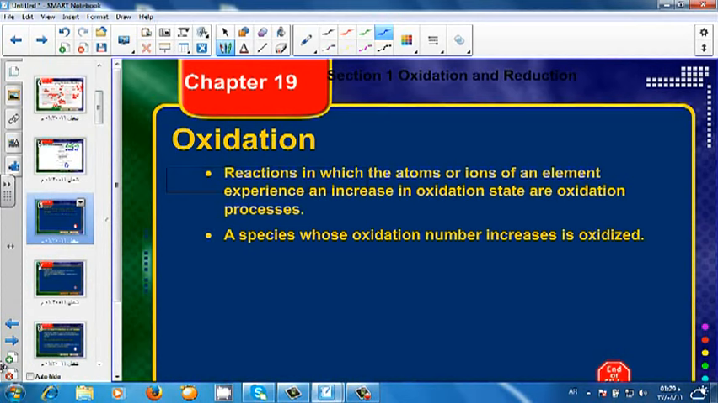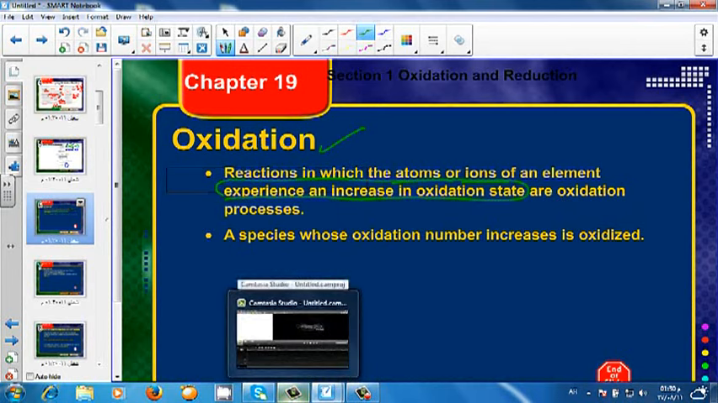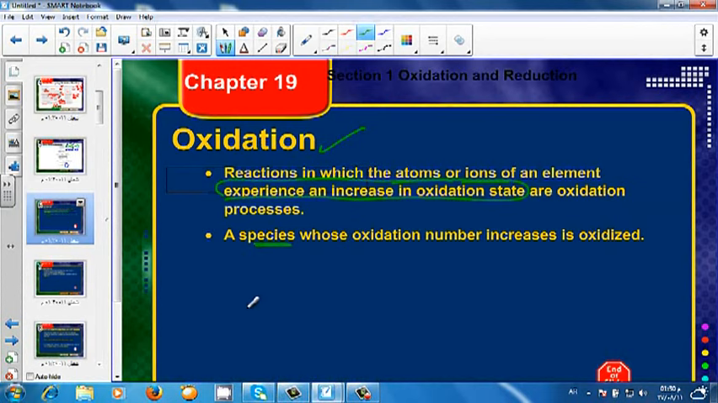Now let's learn what's meant by oxidation. Oxidation is a process through which atoms or ions of an element experience an increase in the oxidation state. So once you see an increase in the oxidation state, you can judge that you have oxidation. And the species, whether an element, element ion or polyatomic ion, whose oxidation numbers increased are called oxidized, or we call them oxidized elements.